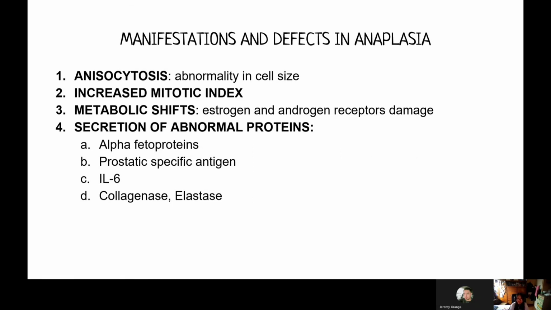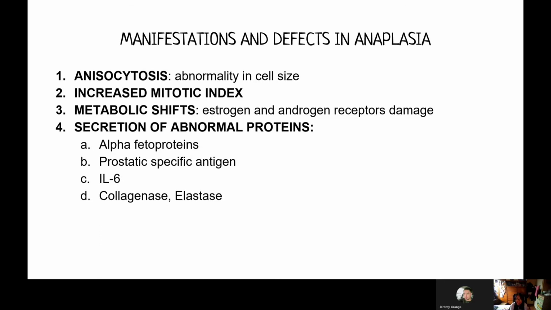So, last line. Okay. For the manifestations and defects in anaplasia, we have anisocytosis, which is the abnormality in cell size. Next we have the increased mitotic index. Then we have metabolic shifts, which are the estrogen and androgen receptor damage. Next, we have the secretion of abnormal proteins. So what are these abnormal proteins? We have alpha fetoproteins and prostatic specific antigen, which is specifically in men.